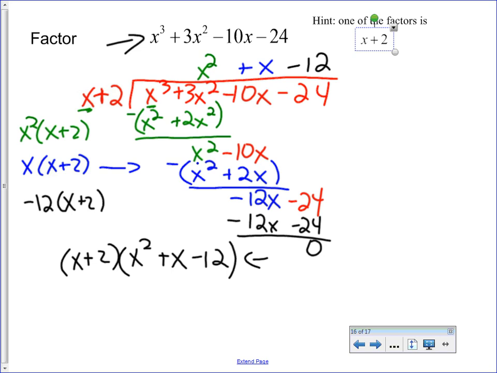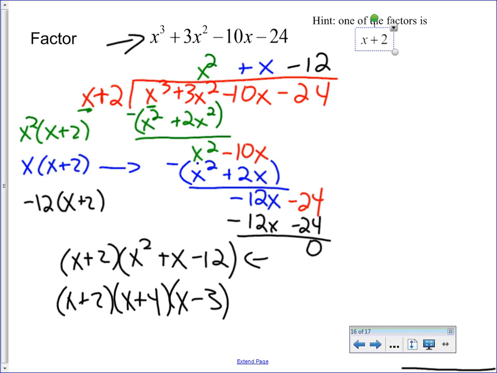So, but is this fully factored? Can I factor this at all? And the answer is yes, I can. Two numbers that multiply together to give me negative 12 that add up to positive 1 are positive 4 and negative 3.